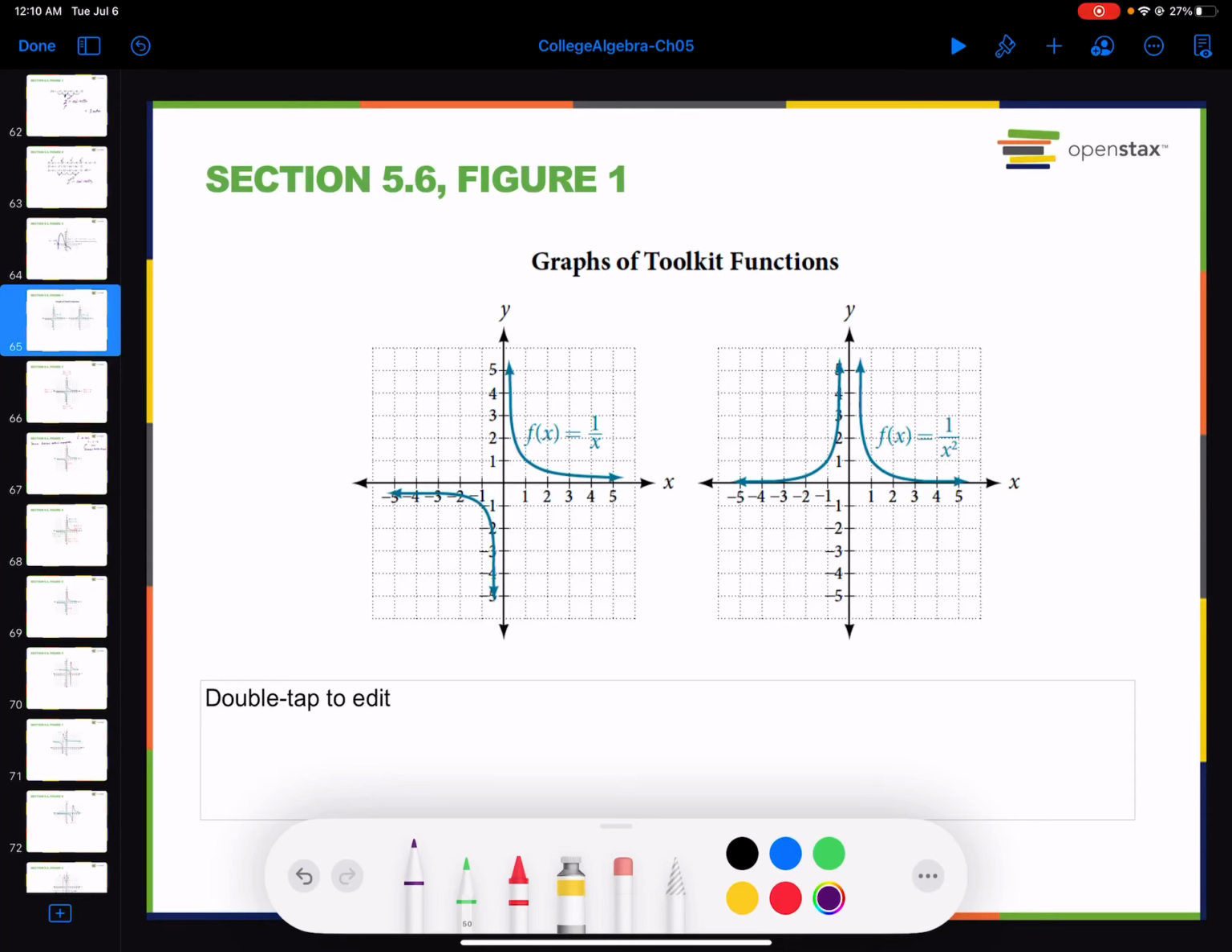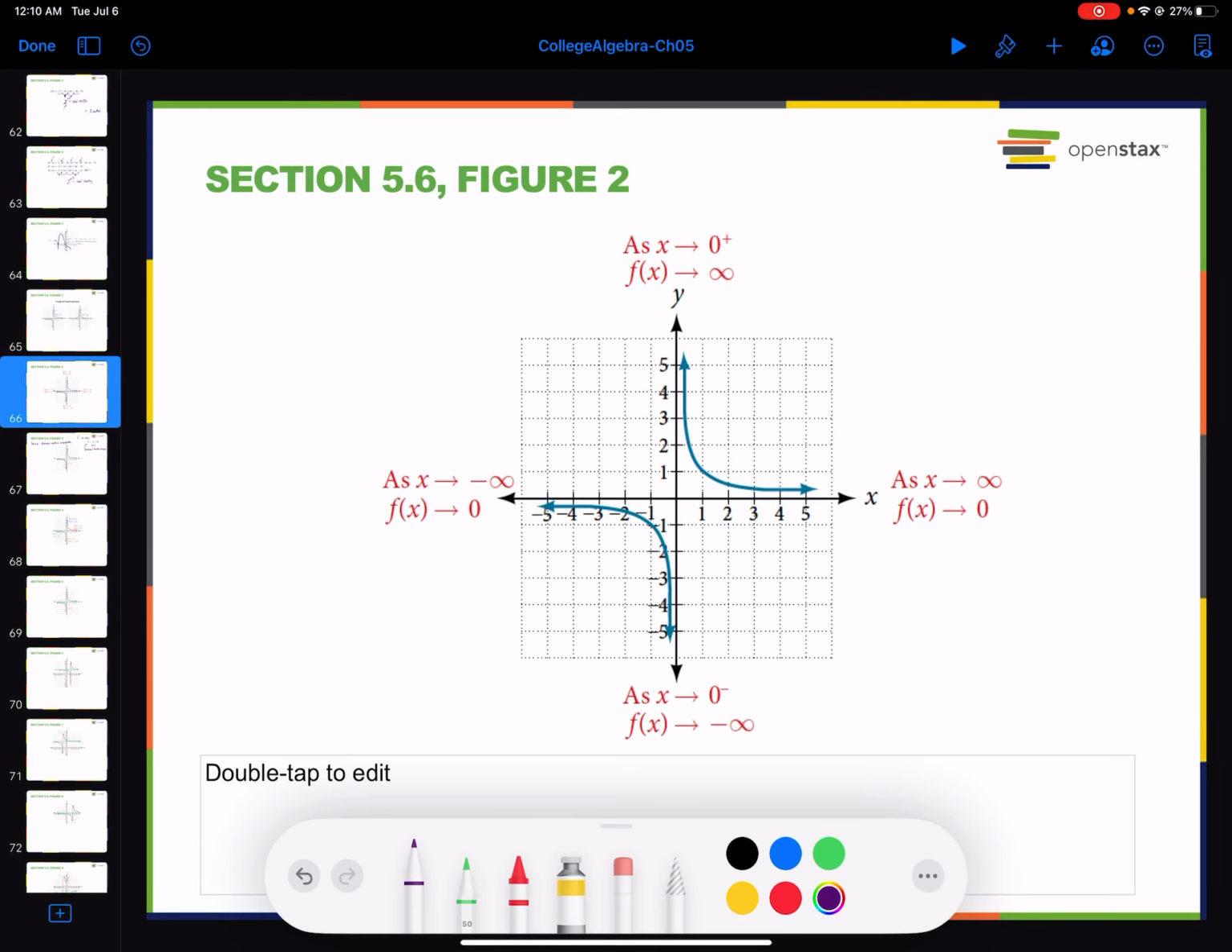All right, in this section, we'll be looking at rational functions. What makes it rational is that you can write it as a quotient of two polynomials. So in this case, we're looking at the toolkit functions of 1 over x and 1 over x squared. This goes into great detail about the behavior of the function.